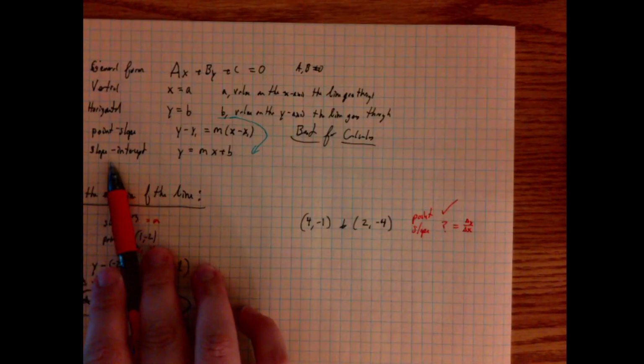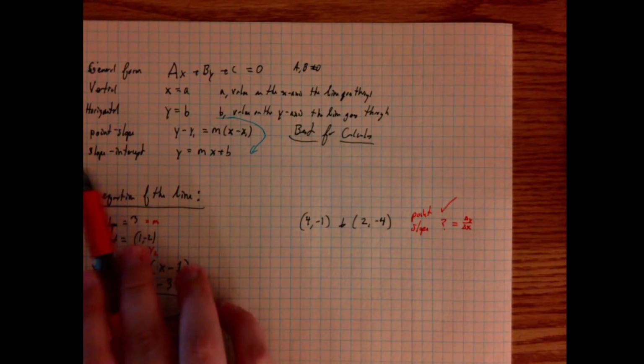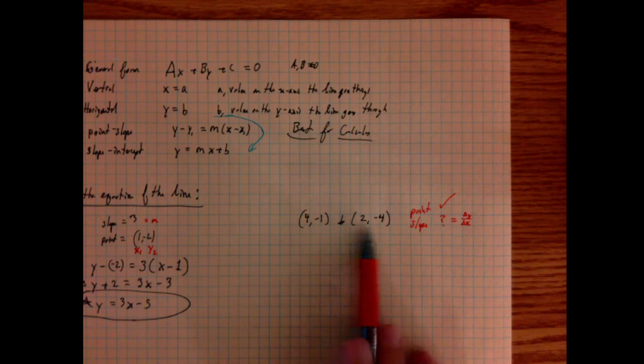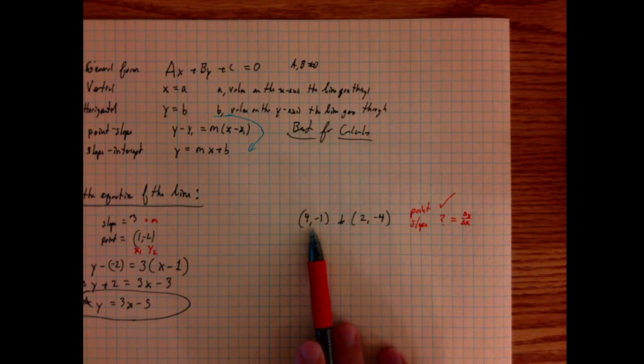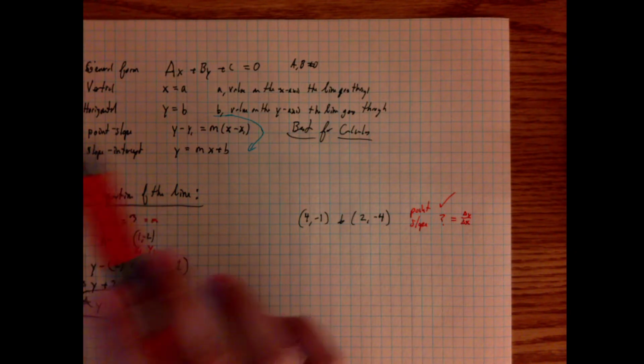Notice this bottom one is still a good equation, but it requires two things. I need the slope and the intercept. Neither of these is the slope, neither of these is the intercept. And so using this version is better.